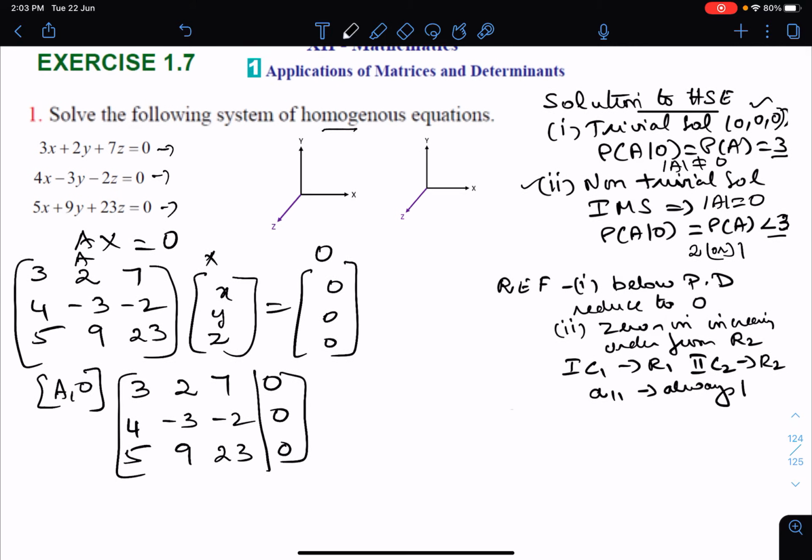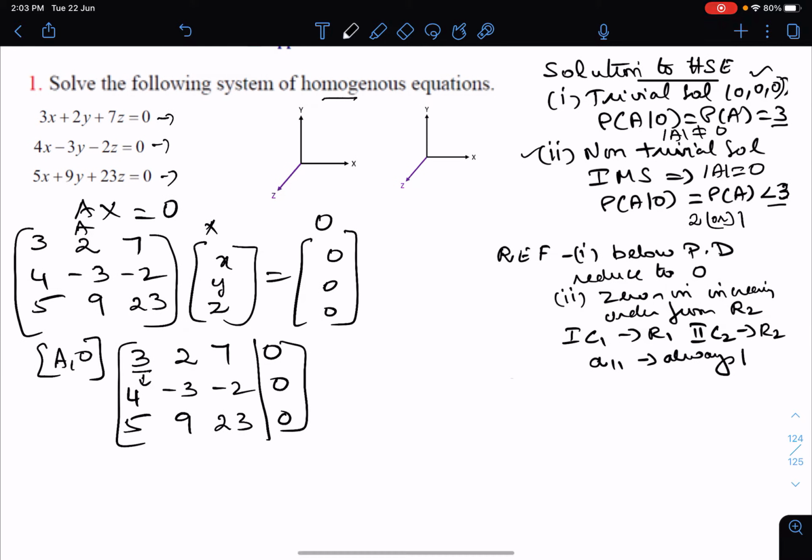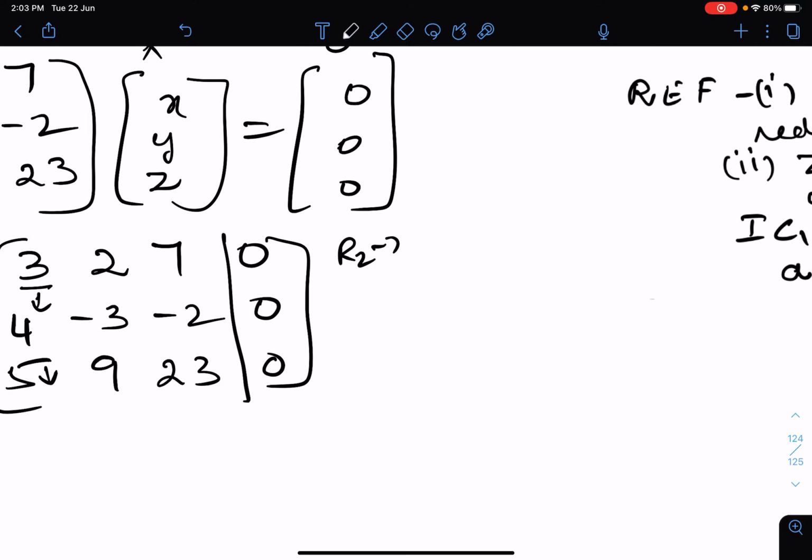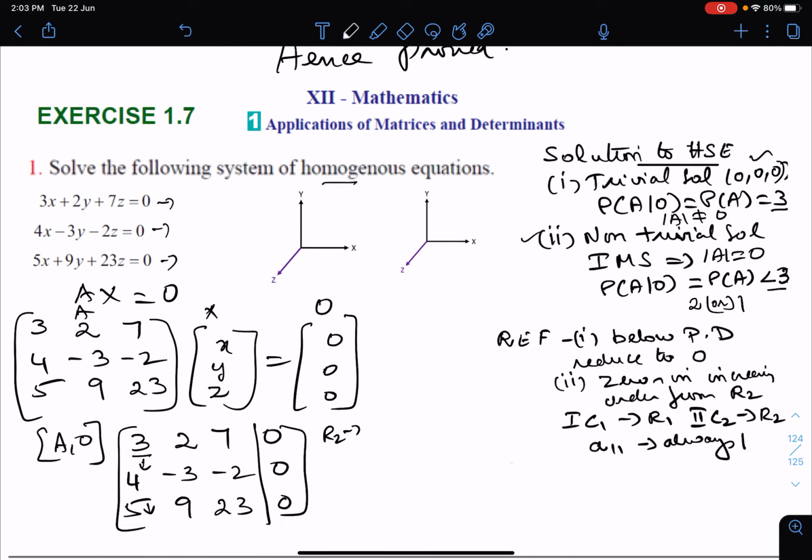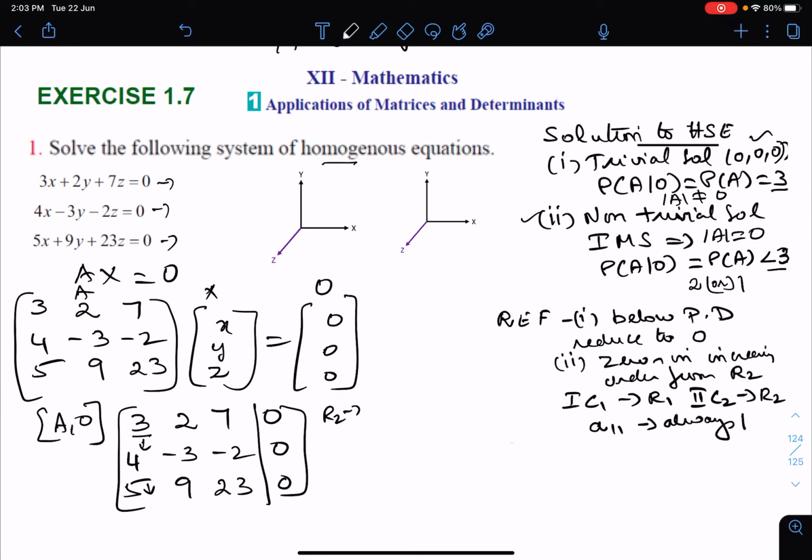Now what are we going to do? Below this 3 in the first column you are going to make the 4 and 5 both to 0. For that you should seek the help of row 1. So for row 2 what you are going to do is 3 row 2 minus 4 row 1. Similarly for row 3 you are going to take 3 row 3 minus 5 row 1.